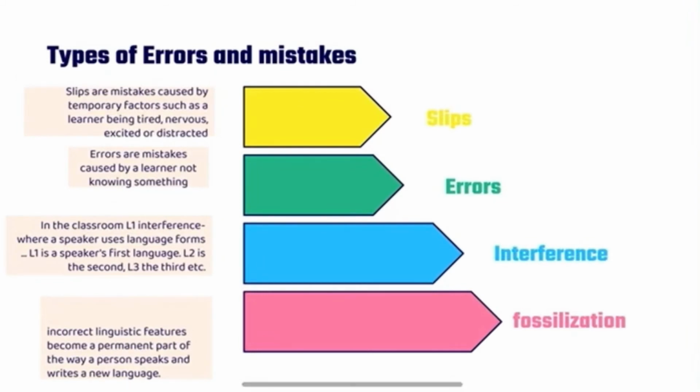So here you can see the types of errors and mistakes. First one, slips. Slips are mistakes caused by temporary factors such as a learner being tired, nervous, excited, or distracted. Errors. Errors are mistakes caused by a learner not knowing something. Interference. In the classroom, first language interference is where a speaker uses language forms and features from their first language. Fossilization. Incorrect linguistic features become a permanent part of the way a person speaks and writes a new language.